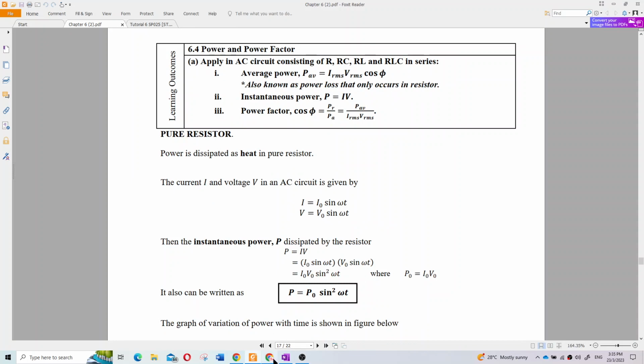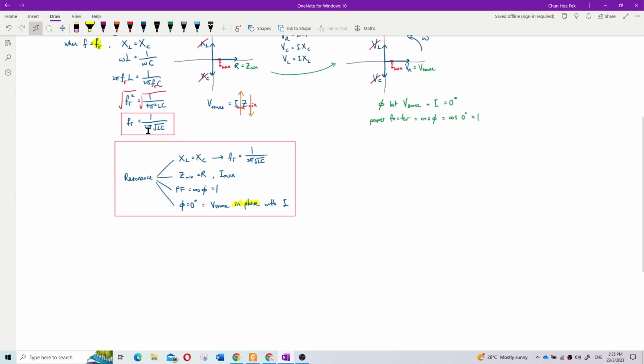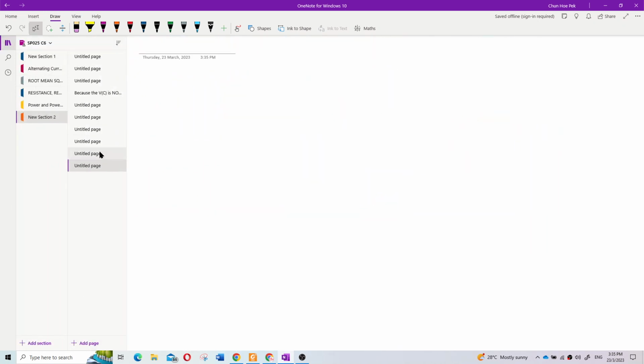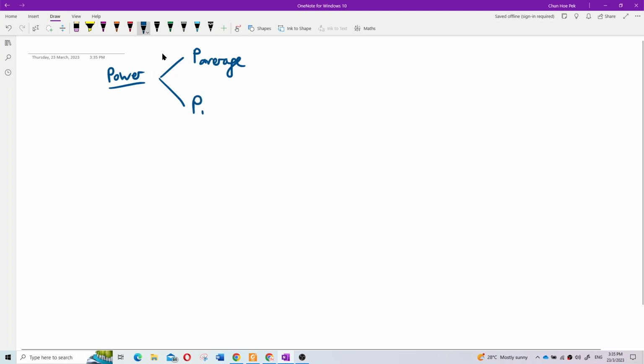Let's move on. New sheet. Let us talk about power first. For power, we have two things we want to look at. We want to calculate the average power, and we also want to calculate the instantaneous power. So power average and power instantaneous.